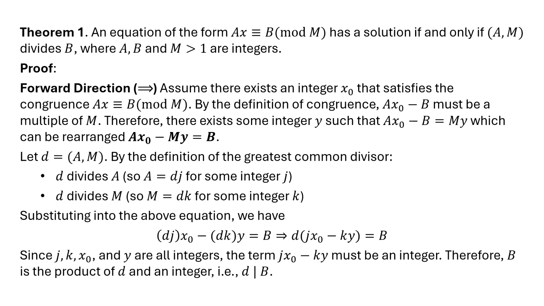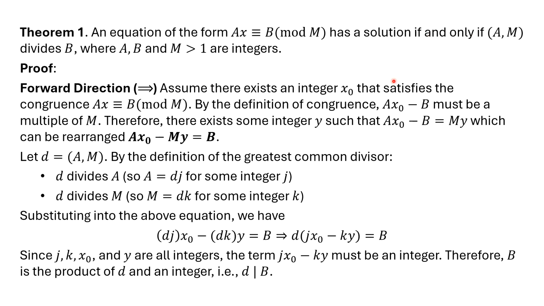I have a few theorems on the following slides which we can use in the solution of yet other problems. So let's look at the first one. An equation of the form ax congruent to b mod m has a solution if and only if the GCD of a and m divides b, where a, b, and m are integers greater than 1.